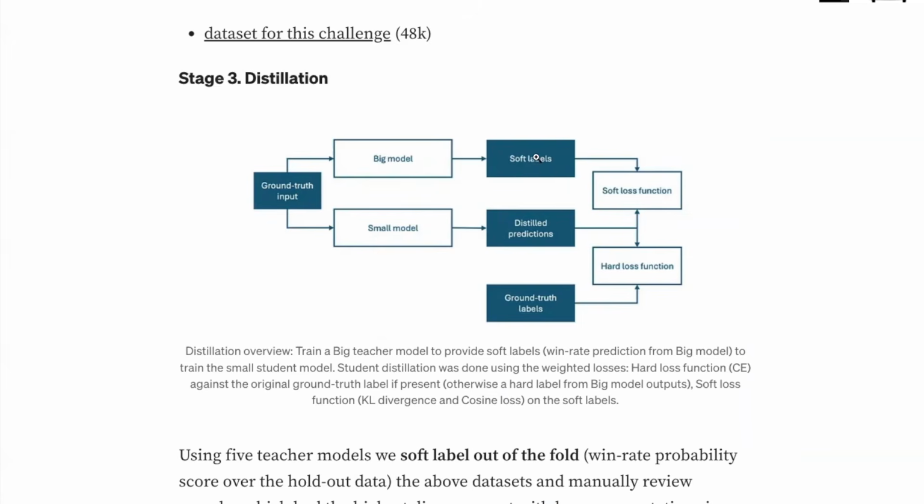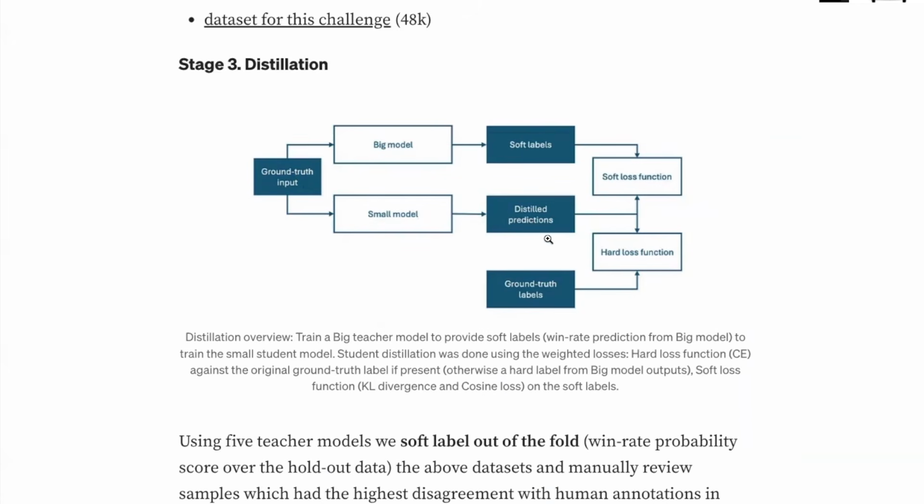So this is the soft label. It means it's a probability score from the big model. And then this is the small model. You can pass the same input to the small model, and it will also give you some soft predictions, right? Then you want to minimize the differences between the big model output and the small model output, to match their probability scores. So this is called the soft loss function.